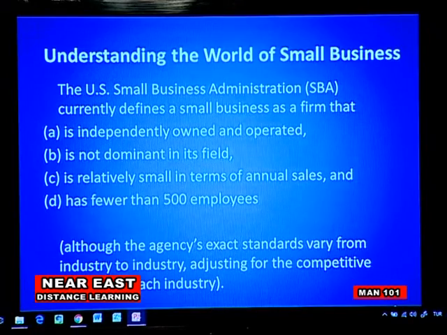Now, understanding the world of small business. The United States Small Business Administration currently defines a small business as a firm that A, is independently owned and operated, B, is dominant in its field, C, is relatively small in terms of annual sales, and has fewer than 500 employees. Although the agency's exact standards vary from industry to industry, adjusting for the competitive makeup of each industry.